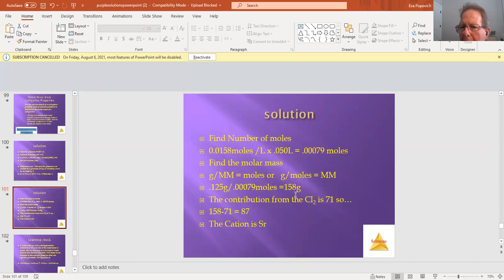Contribution to the molar mass by chlorine is 35.5 plus 35.5 or 71. So my molar mass minus 71 gives me 87. I look to the periodic chart and find out that that is strontium.